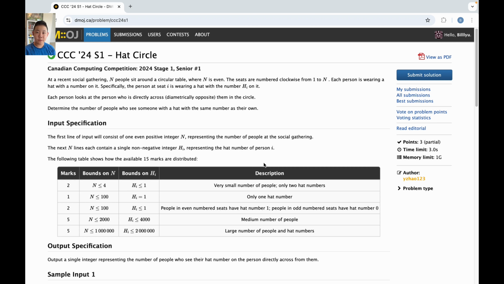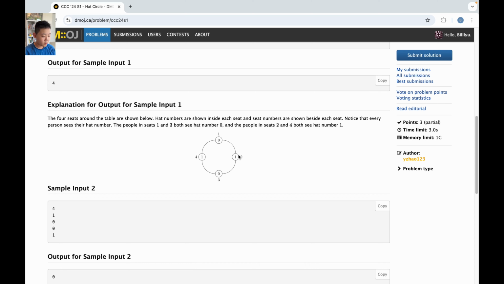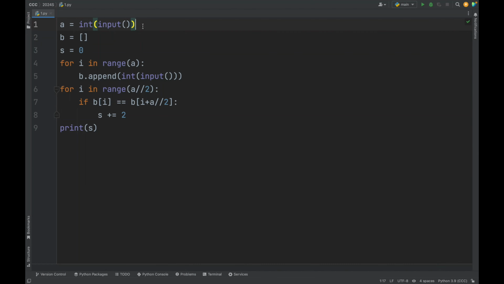Hello everyone, today we're going to solve the first question of the 2024 CCC Senior Contest. It is called Hat Circle. We're trying to figure out how many people are looking at someone with the same number on their hat as them. So first, we're going to solve the problem in Python 3.